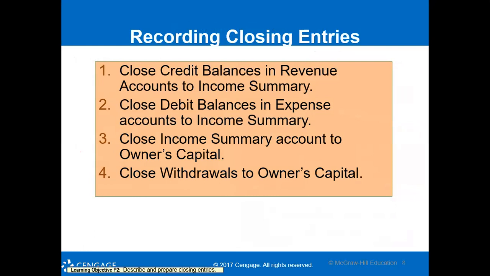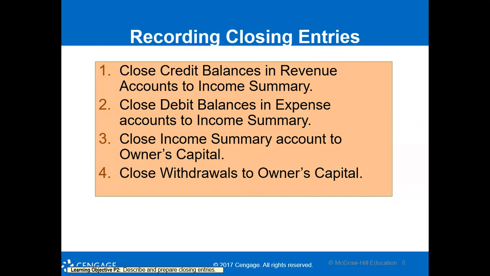Step 2, close out the expense accounts. Expenses have a normal debit balance, so to zero them out, we're going to credit the expenses. We do the opposite. Step 3 is to transfer any income to owner's capital. And finally, step 4 is to close withdrawals to owner's capital.